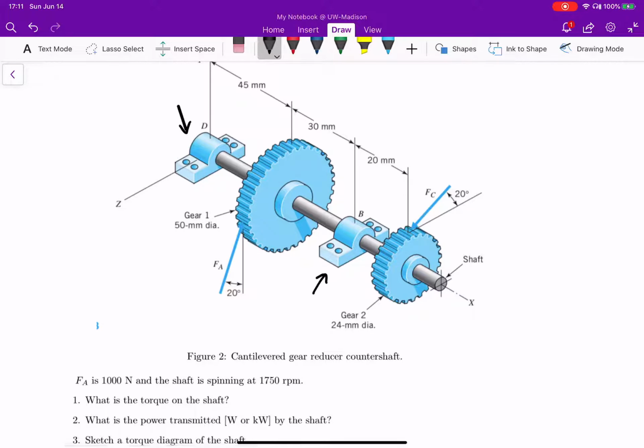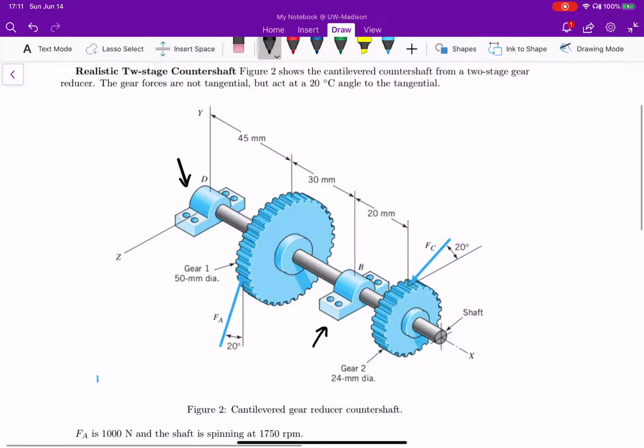And the first question is, what is the torque on the shaft? Now, one of the major assumptions you'll have to make, and this is an assumption you can also make for your project, is that your shaft is spinning at a constant velocity at 1750 RPM, which means there is going to be no acceleration. And because there is no acceleration, we know that the torque is equal to the inertia times the angular acceleration alpha.